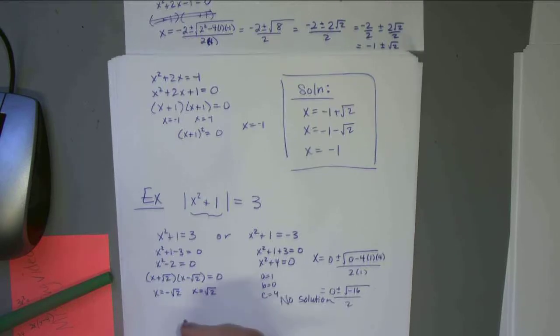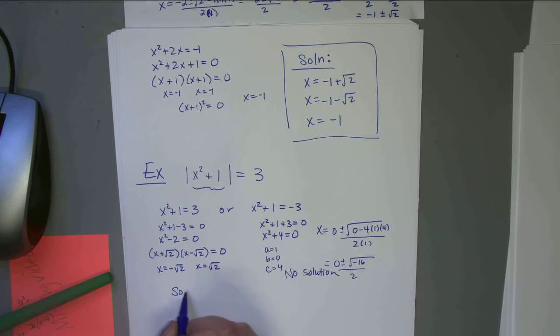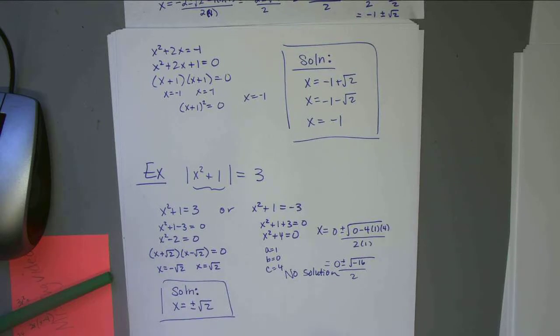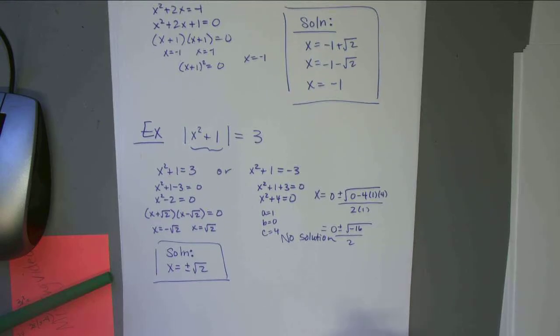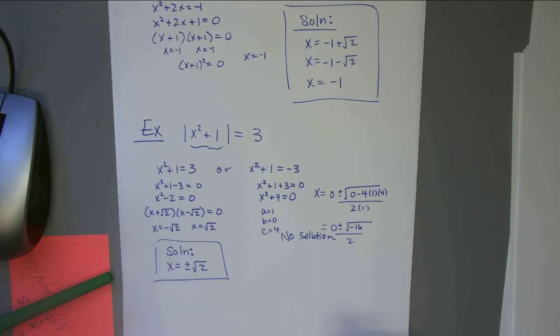But we did have two solutions overall, so the solution to the question is that x is plus or minus root 2. That would be all that works. Okay, so then this was a short lecture, so you could go and try these questions. And then the next part of this will be mixing absolute value with inequalities.